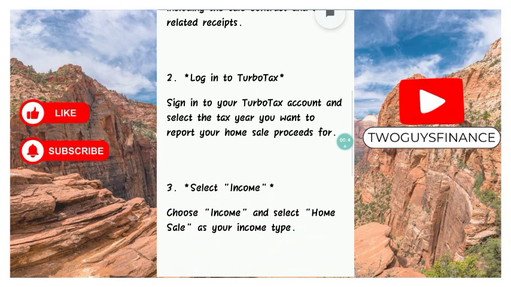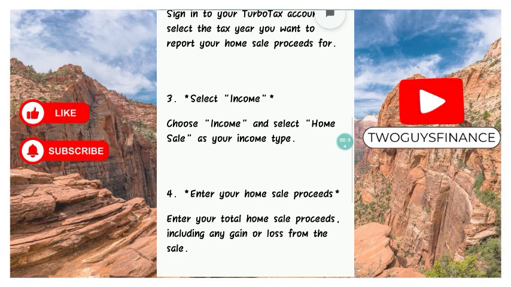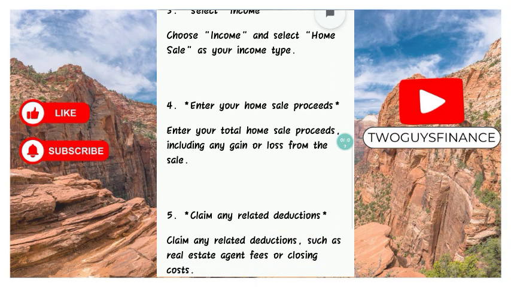And once you have it selected, go ahead and select income. So choose income and then select home sales as your income type. And once you have that selected, you're going to need to enter your total home sale proceeds, including any gains or losses from the sale. After you've entered all that, you're going to claim any related deductions such as real estate agent fees or closing costs. Just go ahead and claim those.